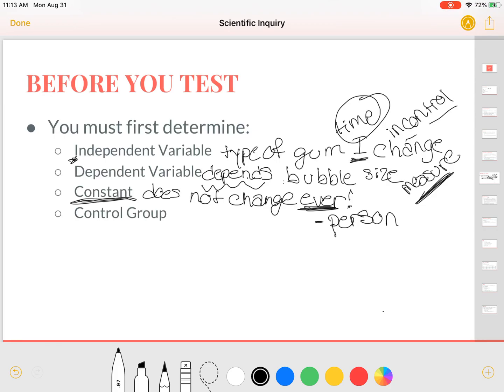because some people can't blow a bubble, and so if you're testing them compared to somebody else who can, it doesn't matter what kind of gum they're chewing, they just can't blow a bubble. So that is something that needs to be kept constant. In that case, it would be a person. It could also be the amount of time you're chewing the bubble gum.